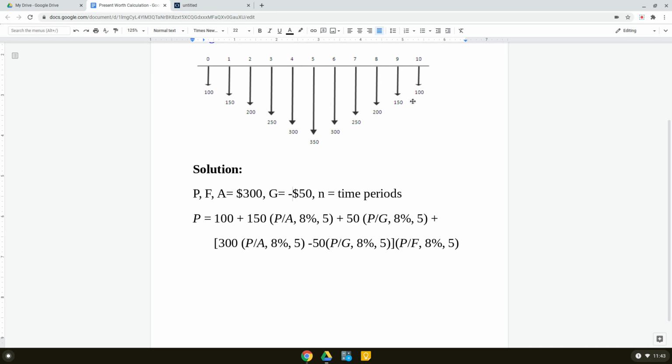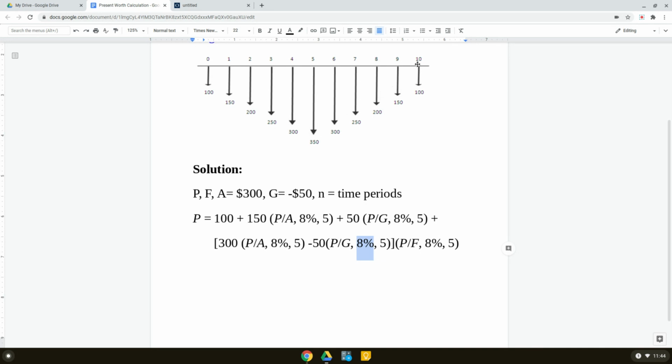1, 2, 3, 4, 5. So n is equal to 5. Of course, these factors we have to find their values in the table. Then G minus 50, and it is a G value. We want to find its equivalent P value in time period 5, so we multiply that by P given G factor at 8% and 5 time periods, right, up to this point.